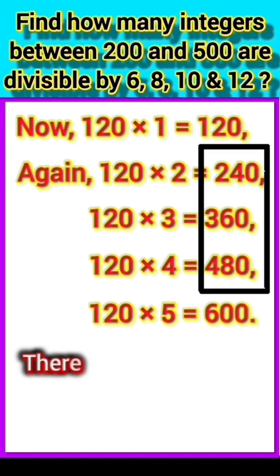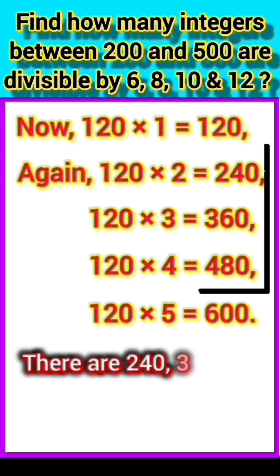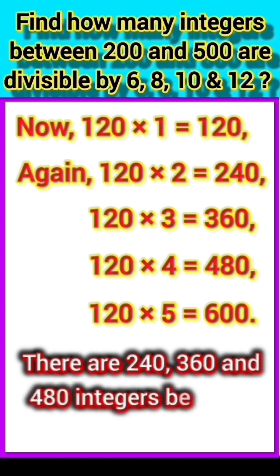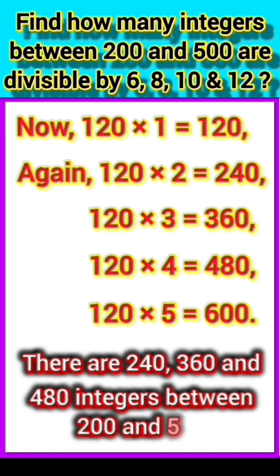There are 3 integers between 200 and 500: 240, 360 and 480.